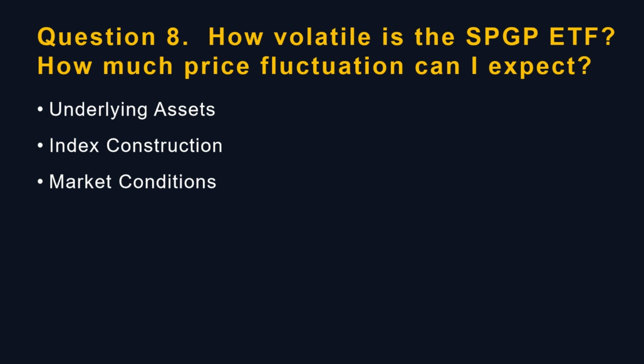Market conditions. Overall market volatility. The broader market environment significantly influences SPGP's volatility. During periods of economic uncertainty, rising interest rates, or geopolitical tensions, the entire stock market, including SPGP, can experience increased volatility. Growth stock sensitivity. During market downturns, growth stocks tend to be more sensitive than value stocks. This can lead to larger price swings for SPGP compared to the broader market.